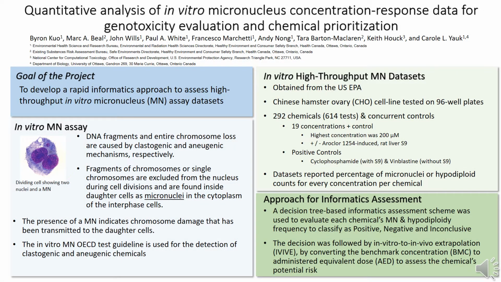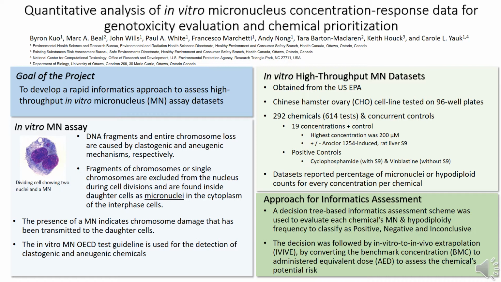Welcome to my poster presentation titled Quantitative Analysis of In Vitro Micronucleus Concentration Response Data for Genotoxicity Evaluation and Chemical Prioritization. The in vitro micronucleus assay has been recognized by the OECD for assessing genotoxic carcinogens. This assay detects DNA fragments or an extra chromosome in cells after cell division, known as clastogenic and aneugenic mechanisms, respectively. The presence of these visible micronuclei in cytoplasm is an indication of chromosome damage.